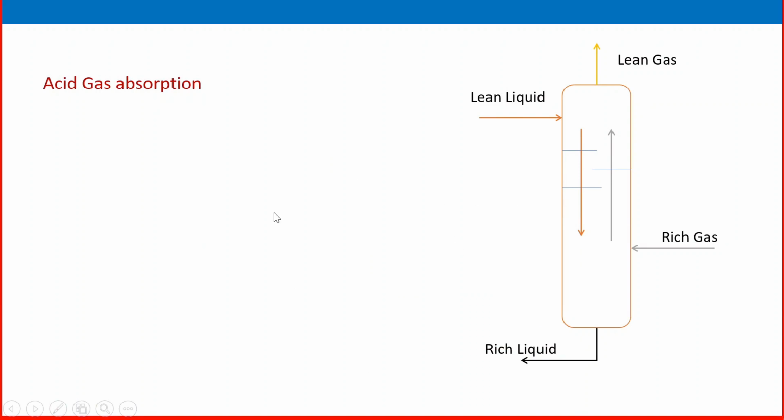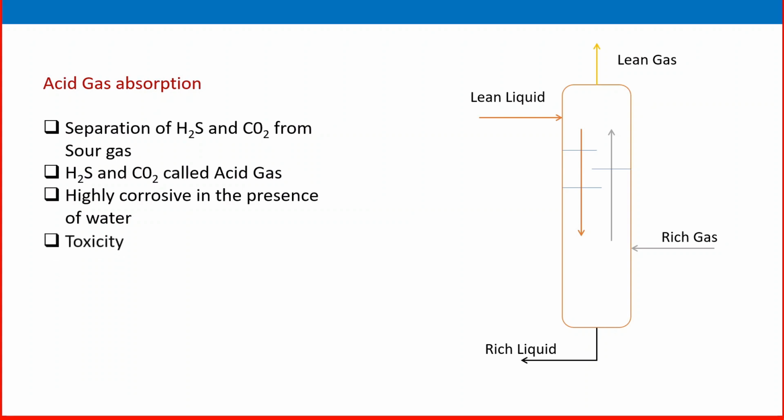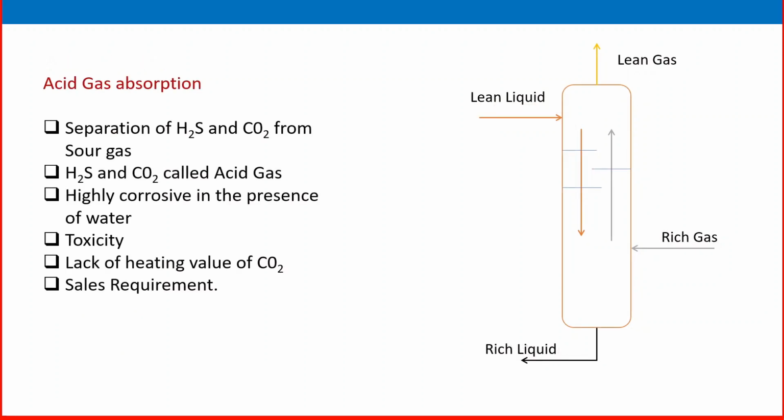Acid gas, this we have already explained. What is the process here? Separation of H2S and CO2 from sour gas. H2S and CO2 are called acid gas. They are highly corrosive in the presence of water, which is one reason we are removing acid gas. Another reason is toxicity, which is extremely high. Also, the lack of heating value of CO2 and sales requirements. These are the reasons for acid gas absorption, removal of acid gas, the gas sweetening process.